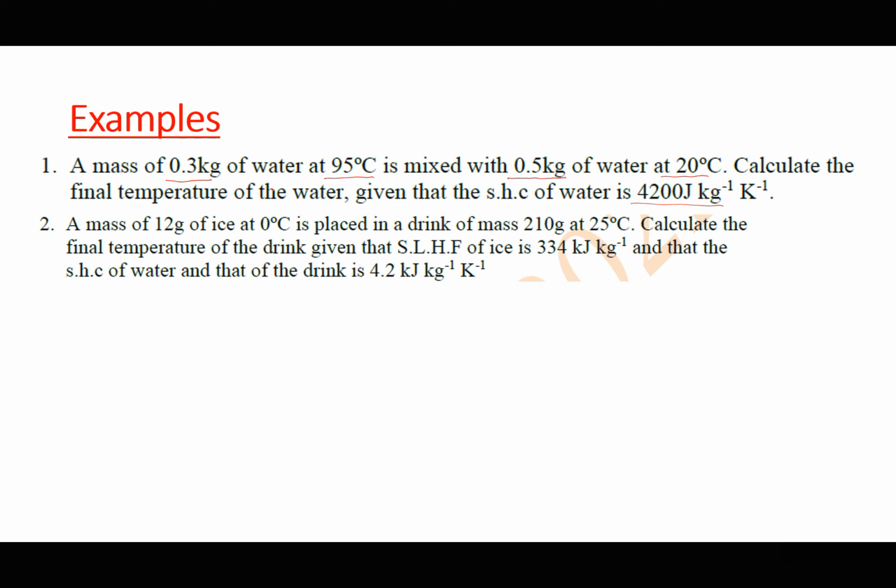So the one of 0.3 kilograms will lose heat, the one of 0.5 kilograms will gain heat. So let's say the final temperature is theta. For the water of 0.3 kilograms, the change in temperature will be 95 minus theta because its temperature decreases since it is at a higher temperature. The one at a lower temperature, its temperature rises from 20 to theta. So its change in temperature is going to be theta minus 20.